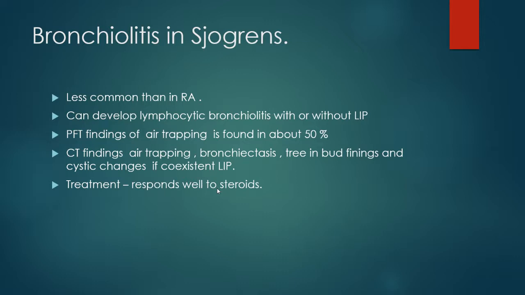Now, if you talk about bronchiolitis and Sjogren's syndrome, you do have a large lymphocytic component with possible associated LIP. The only thing that changes really is that you may have cystic changes as well on the CT, but also it responds pretty well to steroids. As many as 50% will respond completely with significant improvement in their dyspnea to short bursts of steroids.